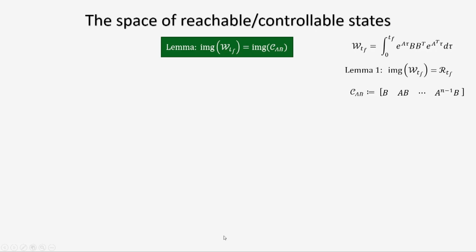Let us see why this is true. This looks quite weird, right? Think about it. W(tf) was found out by integrating from 0 to tf and doing all these types of integrations. It depended on time, right? Whereas C AB does not even depend on time. It is B, AB, A square B. And we are claiming that the image of this controllability Gramian is equal to the image of C AB. So one was dependent on time and the other is not dependent on time.